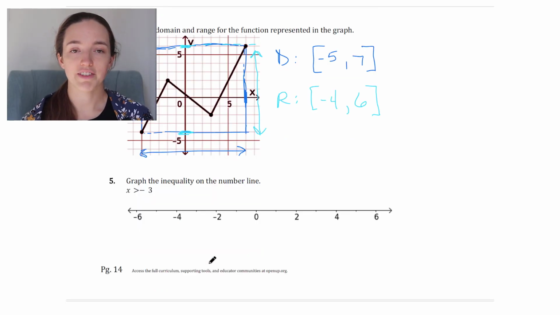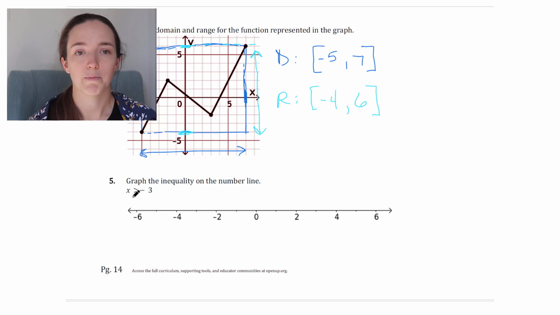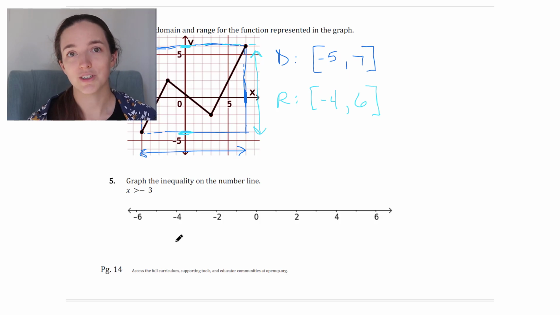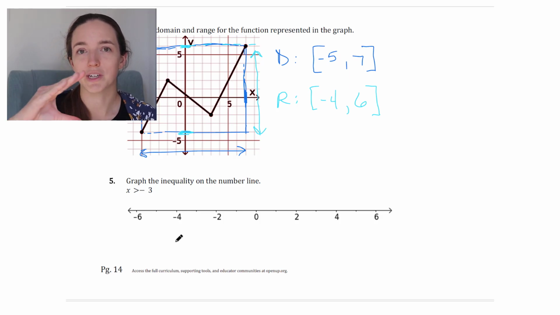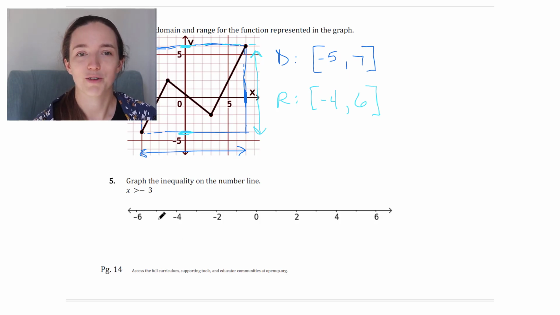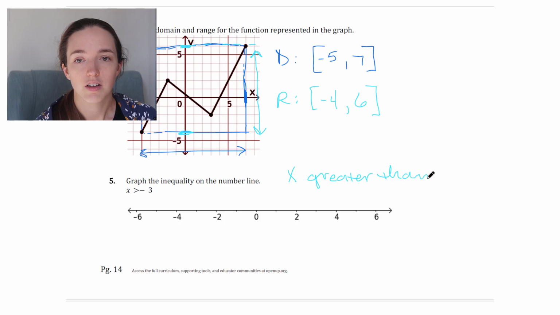Okay, last thing, graph the inequality on the number line. This is an inequality. It means that something is bigger than something else. I learned this in elementary school as it's like an alligator and it's opening its mouth towards the bigger thing. So this is opening its mouth towards x. So what this means is x is greater than -3. So I'm going to start by putting a point at -3.